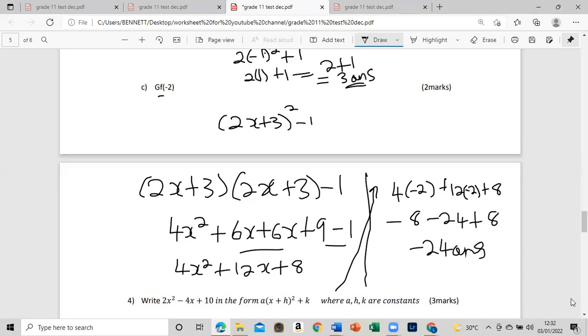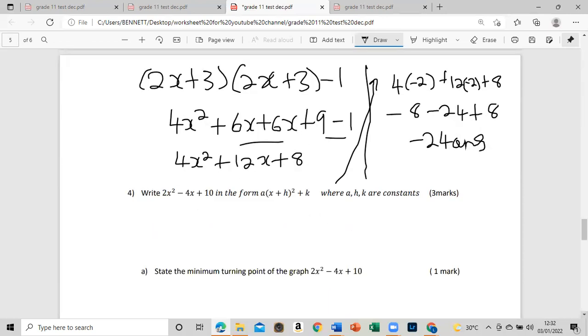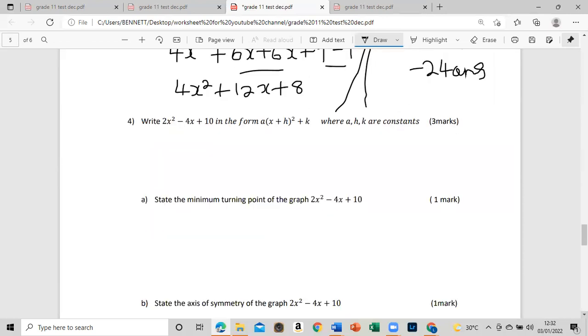Alright, so let's go to number 4 now. It says write that in the form.